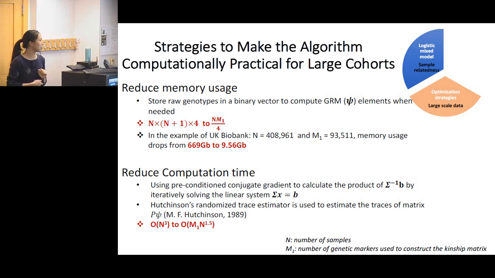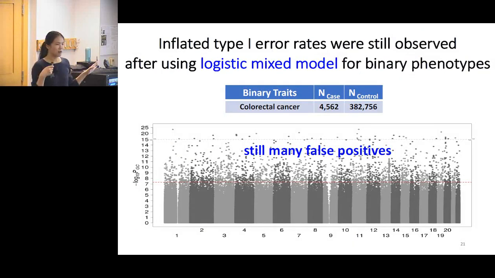We also use other methods, for example a randomized trace estimator, to get the trace of another large n by n matrix. Since we don't store this matrix directly, we need this method to help us get the trace of it. In this way, we reduce our computation complexity from n to the third to m1 times n to the 1.5. Using these optimization strategies, we can apply the logistic mixed model for binary phenotypes. And this is the Manhattan plot when we do this.